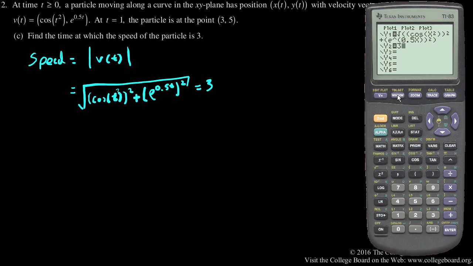Graph them. Let me do a window here. So let's do a zoom standard, see what we get out of there from negative 10 to 10. Of course, we don't really care what's happening negative because it's not defined on the negative side. But this should be good enough to see right here is where we intersect. So I can do second calc, intersect. That looks about right. My first curve is this big old square root, which is the magnitude of a vector. My second curve is 3. There's my guess. And I get that t is approximately 2.196.